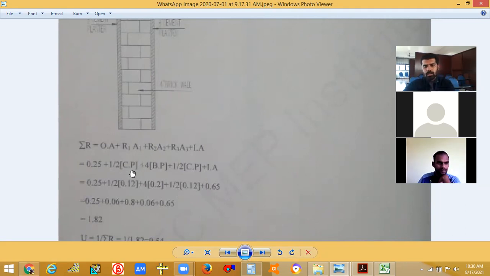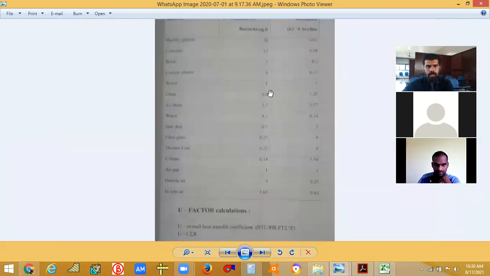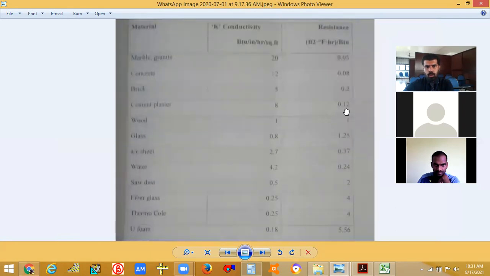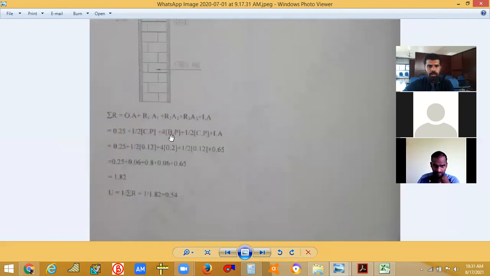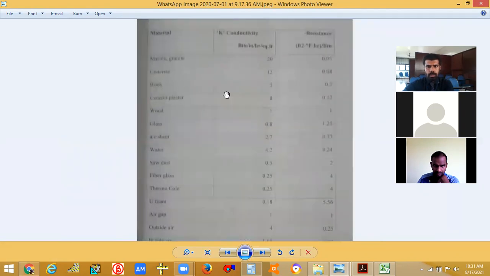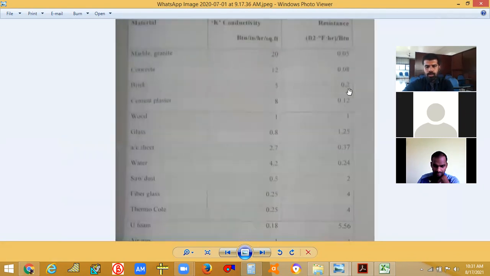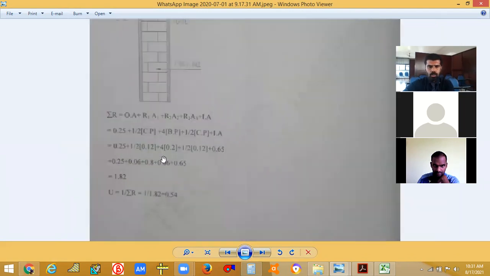So for cement plaster, what is the resistance? Cement plaster, what is the resistance? 0.12. So 0.12. So plus 4 into brick. What is the resistance for brick? Brick is 0.2. So when you add all those things, you will be getting the sigma R value. So when you are reciprocating it, or dividing it from 1, you will be getting the U value. So this is the way to find out the U factor.